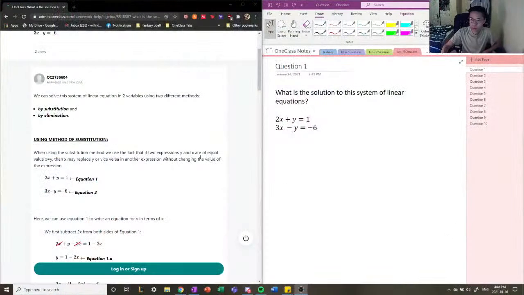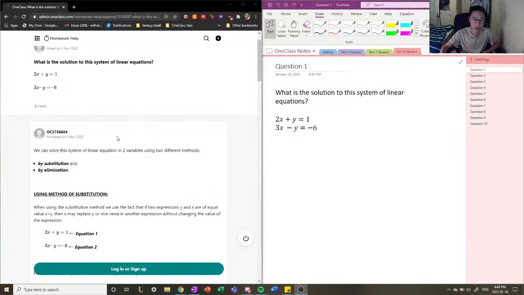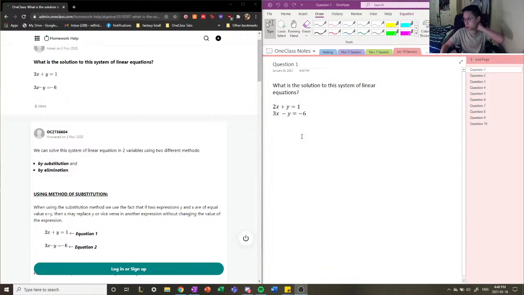So other than that, let's just jump right into it. Okay, so the first question reads, what is the solution to the system of linear equations? And they give us two linear equations here. 2x plus y equals 1, and 3x minus y equals negative 6.